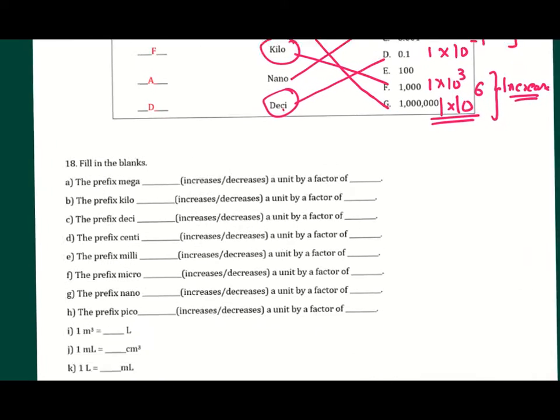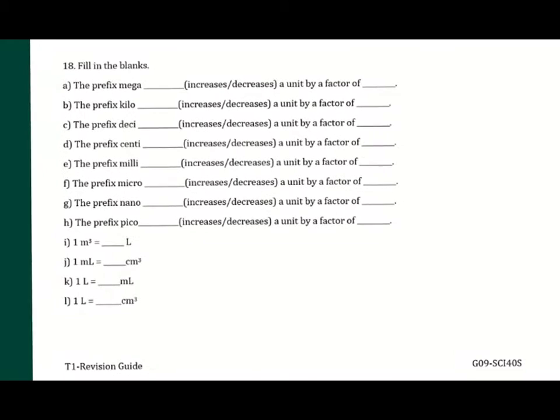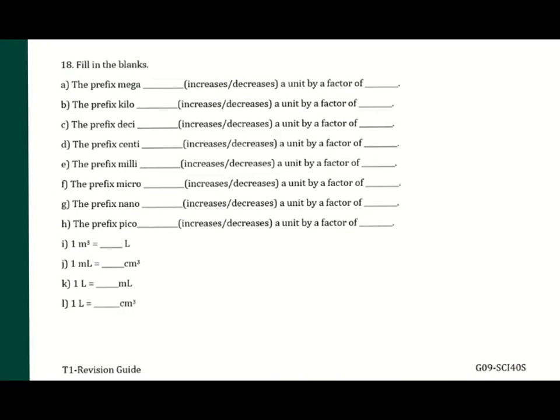We have a question here. Mega, so if the value is positive, it's increasing. Okay, so mega is 10 power 6, kilo 10 power 3, deci 10 power negative 1, centi 10 power negative 2, milli 10 power negative 3, micro 10 power negative 6, nano 10 power negative 9, pico 10 power negative 12. And then look for the values if they are increasing or decreasing.